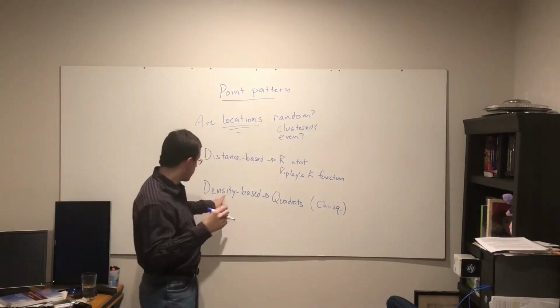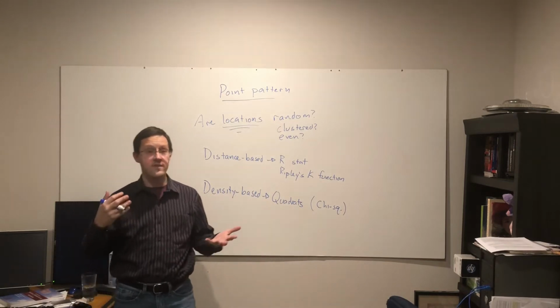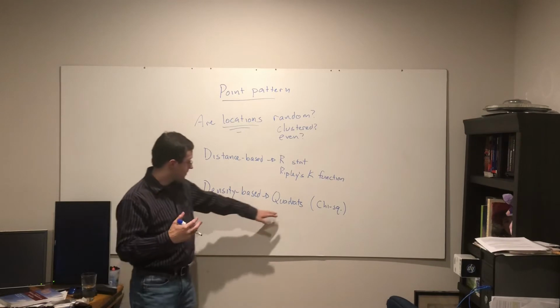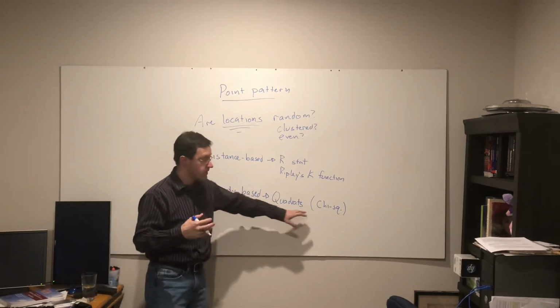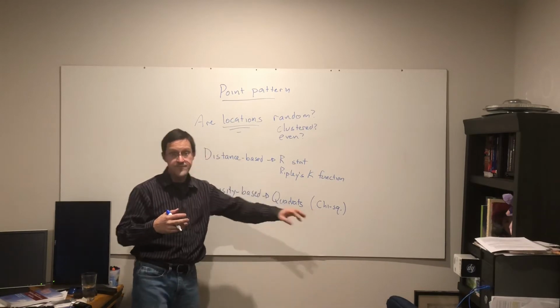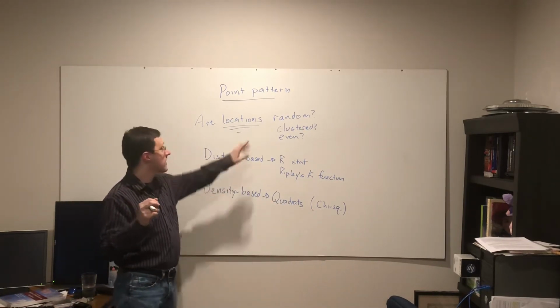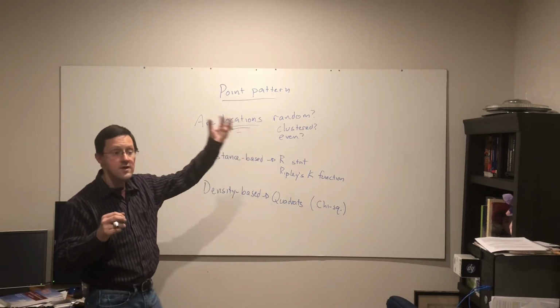The density-based approach, looking to see if there are parts of the study area which have a denser than expected number of points, uses quadrats. And we saw how to analyze quadrats using a chi-square test. The main thing here is I have highlighted the locations of points, are they random or not.